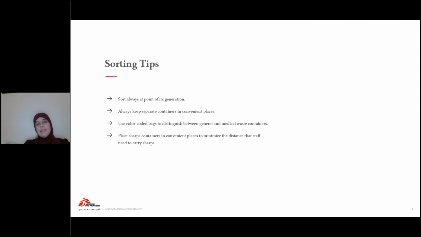Of course, we need to place the sharp container in a convenient place at a minimal distance from staff. No need for staff, for example, if they are giving an injection or putting an IV for the patient, to go a long distance, handling the needle in their hand to dispose of it in the sharp box. This will expose them more to an incident of needle prick, or expose others to this incident.